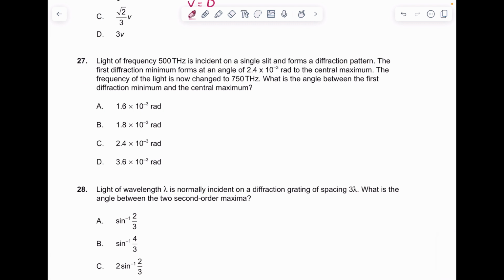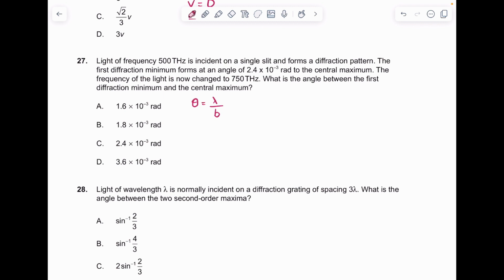Light of frequency 500 terahertz, incident on a single slit, forms a diffraction pattern. We've got the angle of the first minimum. We're then changing the frequency to 715 terahertz. What is the angle now to the first diffraction minimum? So if we go to our data booklet, the equation we're after is theta equals lambda over b. This gives us the angle to the first diffraction minimum for a single slit. b is the width of the slit.